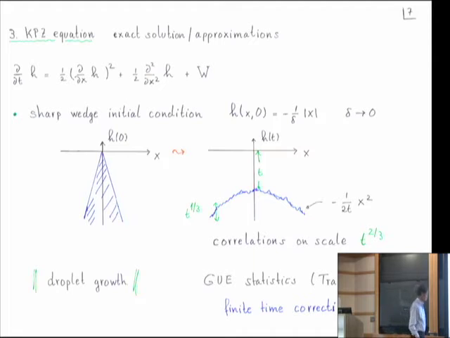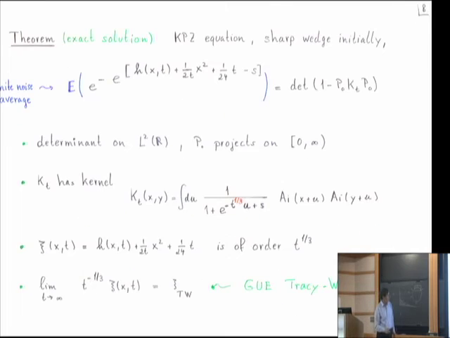But that's the effect. Okay, and then there are transverse correlations which go on the time scale t to 2/3, and what we expect, of course, is that we should see GOE statistics in the long time limit, and then of course there will be finite time corrections.